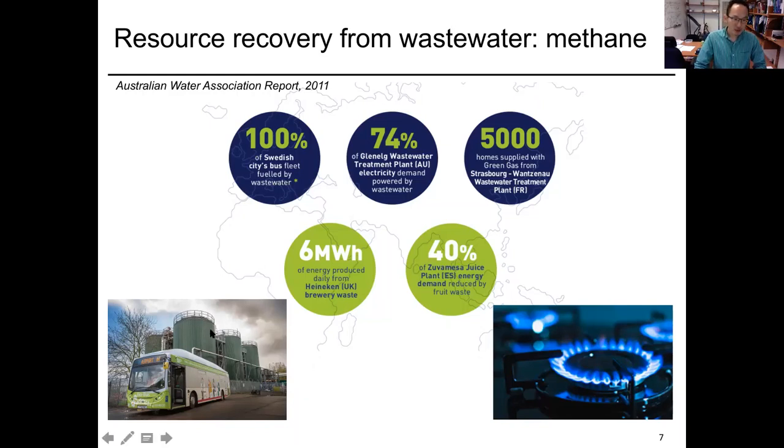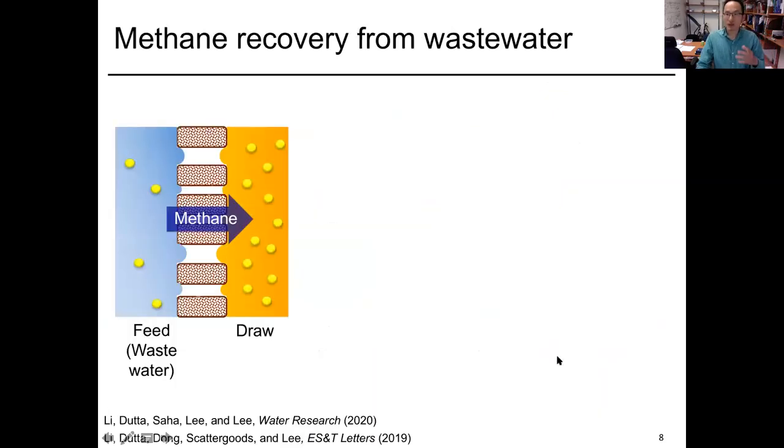a problematic gas in the wastewater sector, but actually it's a good primary constituent of natural gas. For example, in Sweden, 86% of natural gas vehicles are running on biomethane produced from the wastewater sector or food waste. And those biomethane is also supplied to households as well. So we were developing a membrane technology that can effectively extract the dissolved methane in wastewater.